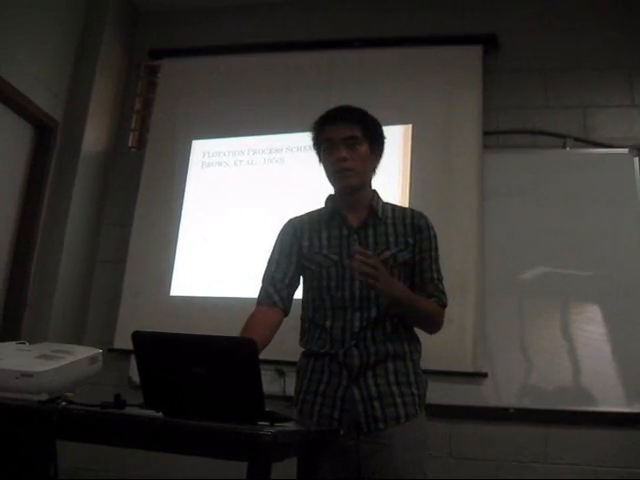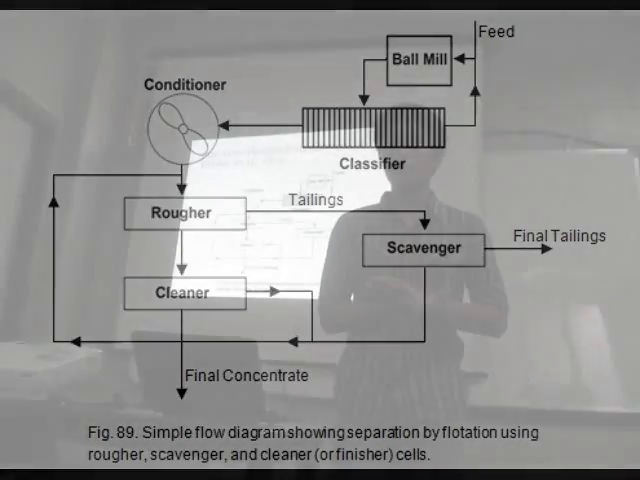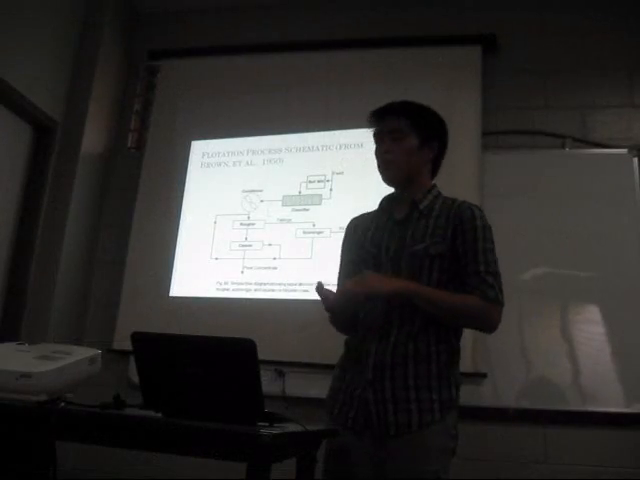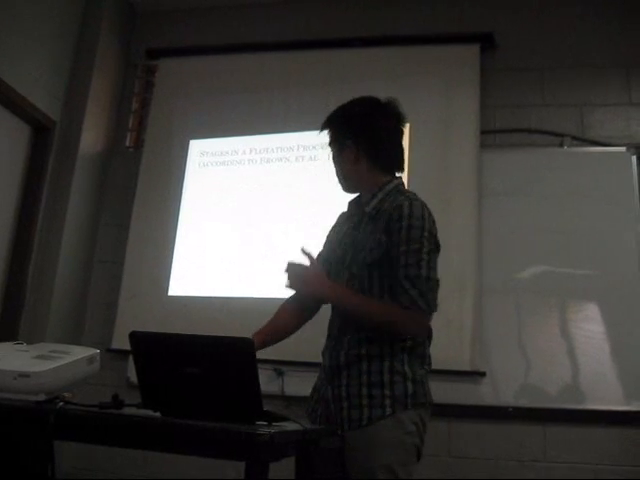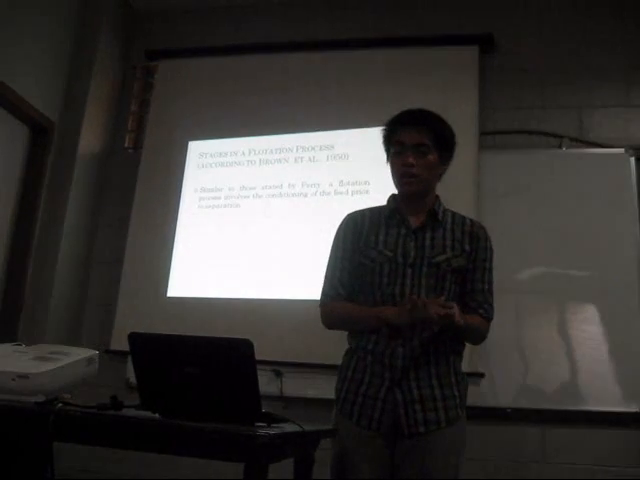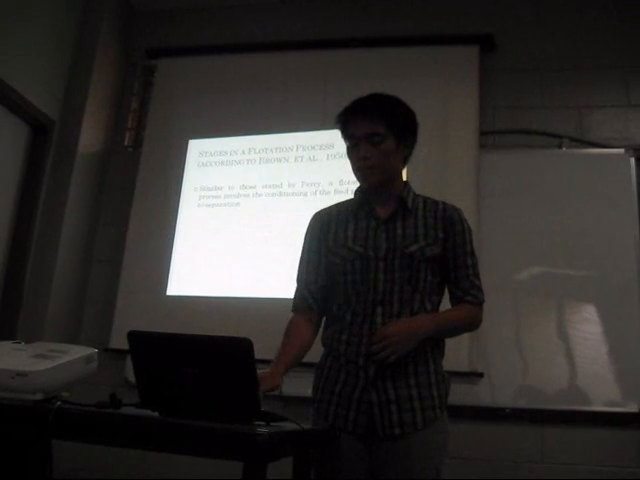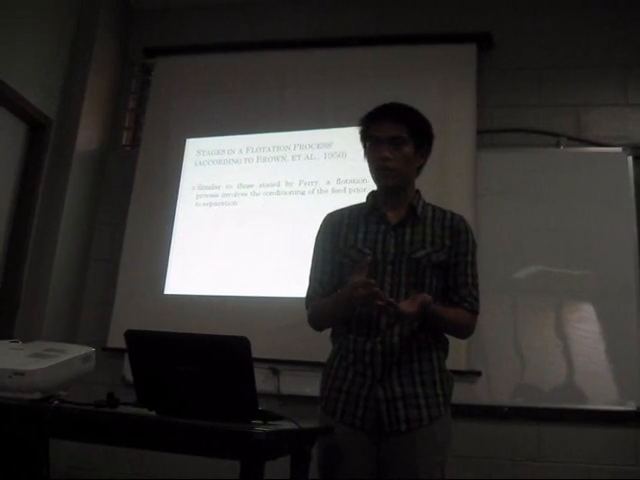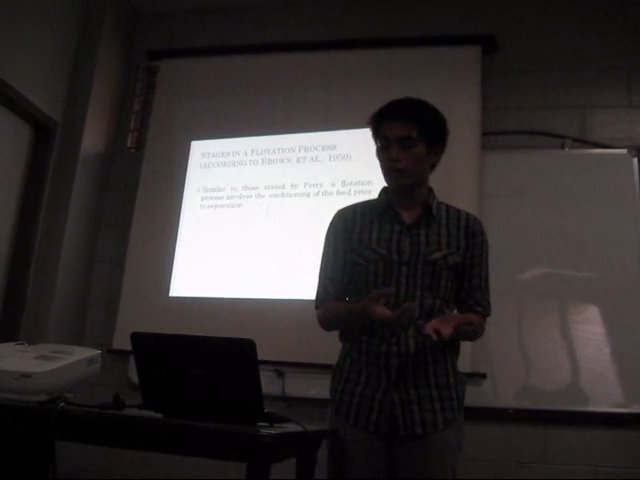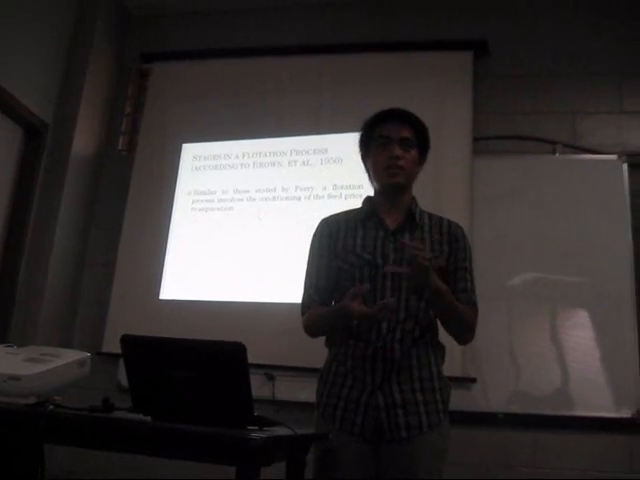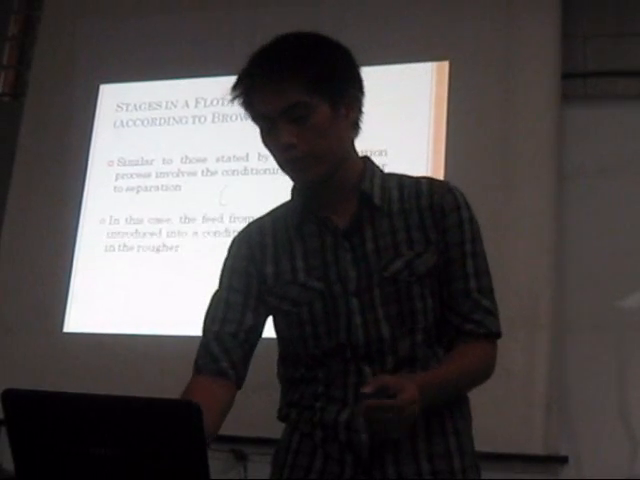Next, we have the process schematic from Brown. As you can see, it is a bit more complex, and it is generally for ore flotation. So, the first part. Similar to those stated by Perry, the flotation process involves the conditioning of the feed prior to separation. In this case, the feed is fed to a classifier and then is introduced into a conditioning unit where the necessary physical and chemical characteristics are achieved prior to separation in the rougher.